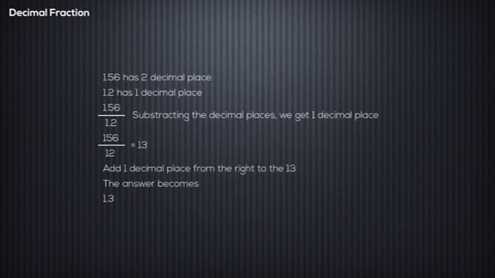When dividing two decimal numbers, divide the numbers without considering the decimal, and then subtract the decimal places of both the decimal numbers. Now give this resulting decimal place to the result from the right side of the answer. The example shown here should give you a better understanding.